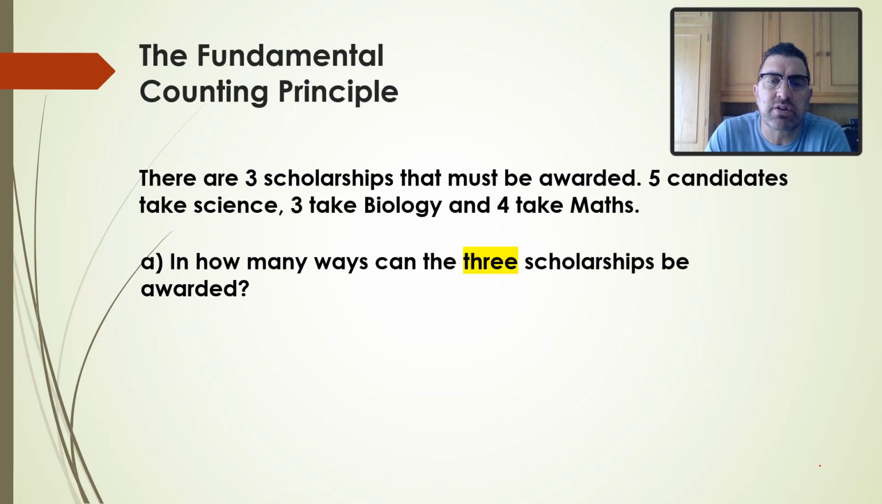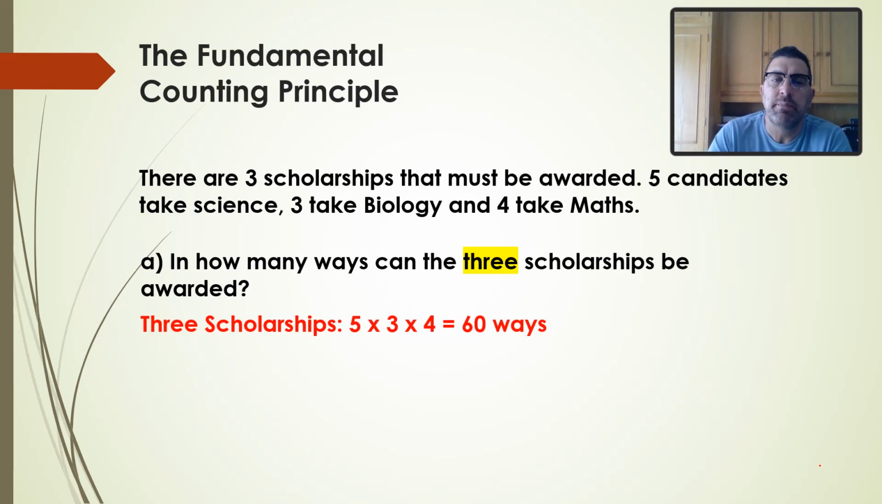Now folks, the 3 scholarships in general can be awarded by the product of the 3 choices. There's 5 candidates that take science. Where's my highlighter? There's 3 candidates that take biology and 4 candidates that take maths. So in total, you have 5 times 3 times 4 choices. This would mean that you can choose all 3 from there, or all 3 from here, or all 3 from the 4th pool. There's 60 ways in choosing who you award the scholarships to.